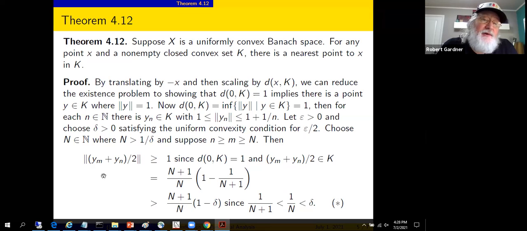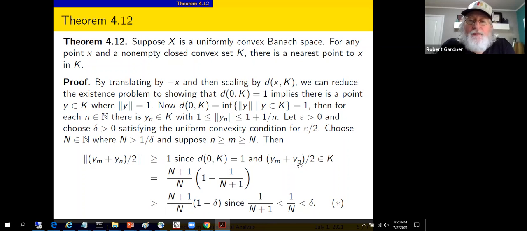Then let's consider the norm of y sub m plus y sub n over 2. First off, that's greater than or equal to 1, because y sub m plus y sub n over 2 is an element of set K. Set K was a convex set, so there's a convexity hypothesis used right there. And we've defined the distance using an infimum, so that infimum is 1. So we choose particular vectors in set K, then we get some quantity in norm greater than or equal to 1.